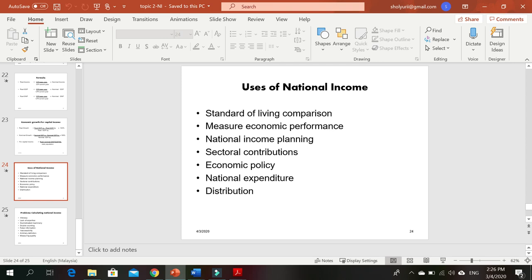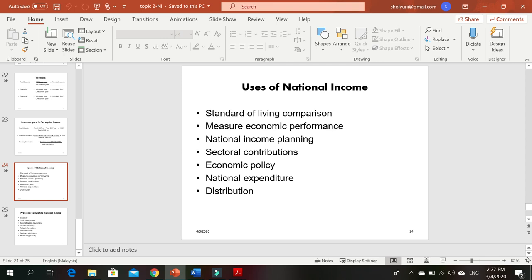First of all, we measure national income because we want to compare the standard of living of people around the world. Okay, Malaysia with the US, Malaysia with Japan, Malaysia with Singapore. With the information about the national income of each country, we can know whether our country is much better compared to other countries, or whether they are performing much better. It is very important to determine the standard of living between countries, because every country has economic relationships with each other in terms of trade, in terms of exchange of money, and so on.